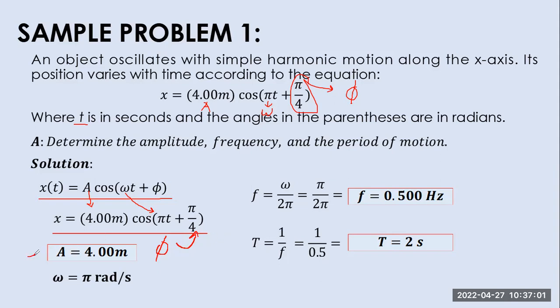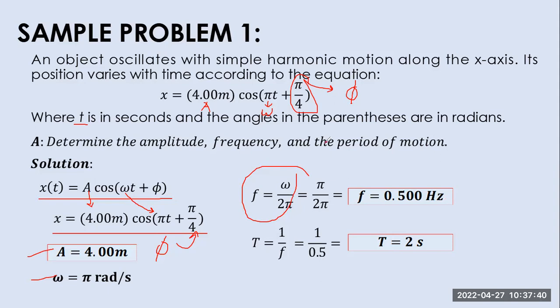So, we got the amplitude. Next is our frequency. So, what is the formula for our frequency? It is angular frequency over 2 pi. Our angular frequency we already got from this equation, right? So, let's substitute. We have pi over 2 pi, or 1/2 hertz. Our frequency is 0.5 hertz. Hz is the symbol for hertz.